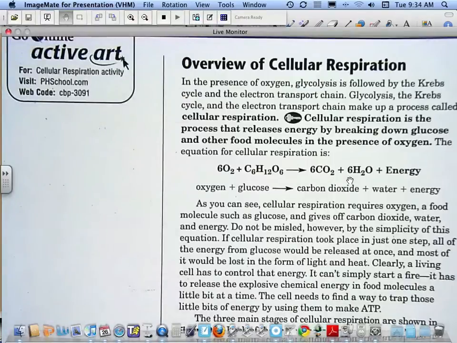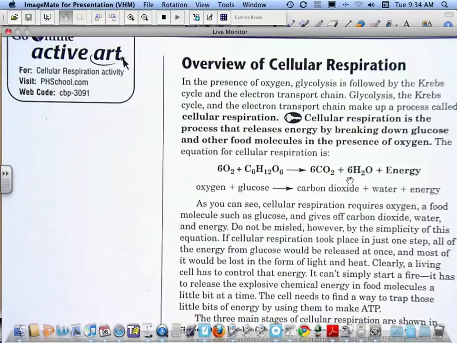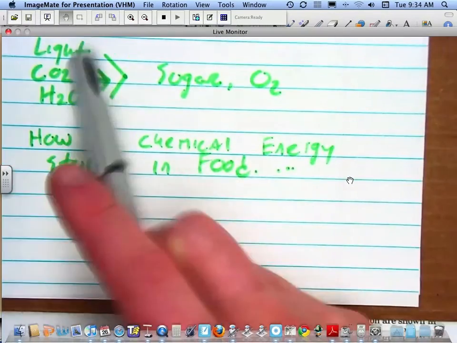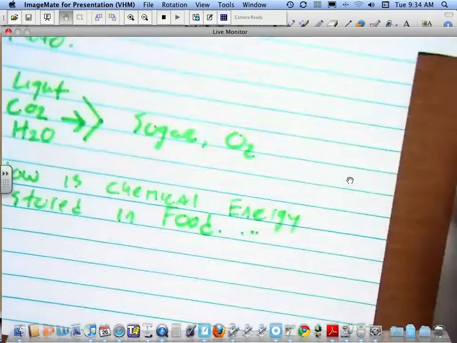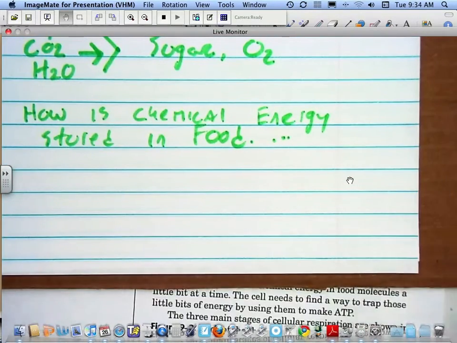Alright, welcome back, class. We're on page 222, and we've got a new section, Overview of Cellular Respiration. This is video 2. Oh wait, new section. That means in our notes we've got to answer the question from the old section, how is chemical energy stored in food? Okay, and so here's how I'm going to answer my question.